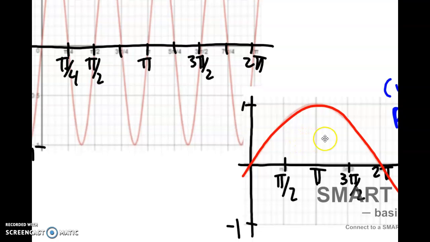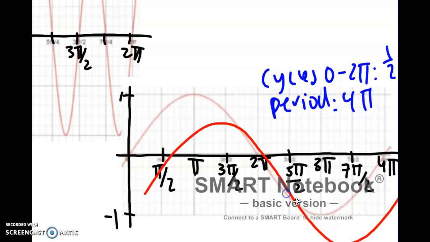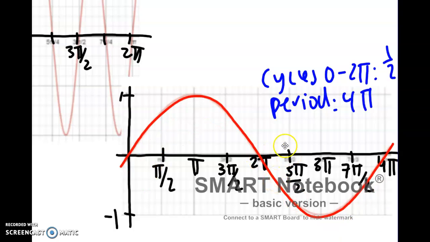The next example, looking at this graph here, ignore the watermark there. This one asks for cycles from 0 to 2 pi. Well, this graph only goes up and then to 2 pi, and it's only half of a complete cycle. So the number of cycles from 0 to 2 pi would be 1/2. And what is a complete period for this one? It goes from 0 to 4 pi, so the period is 4 pi long.